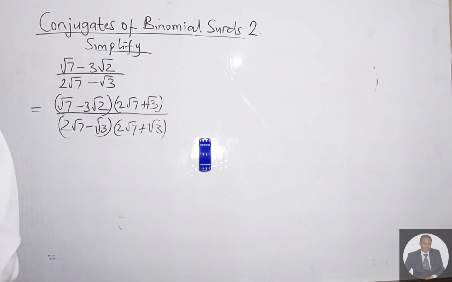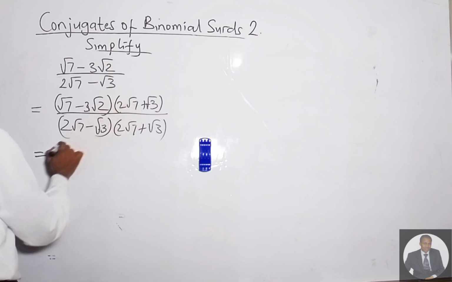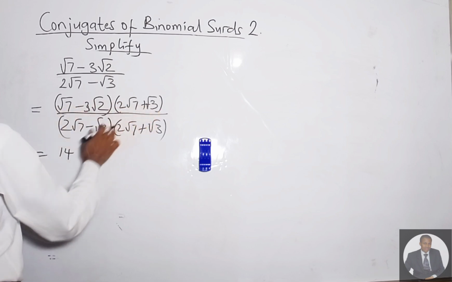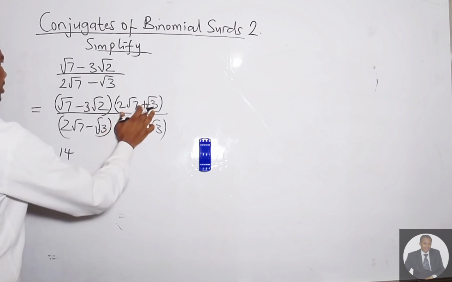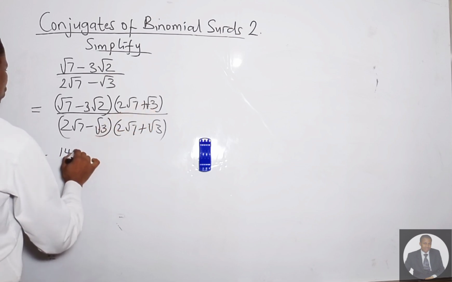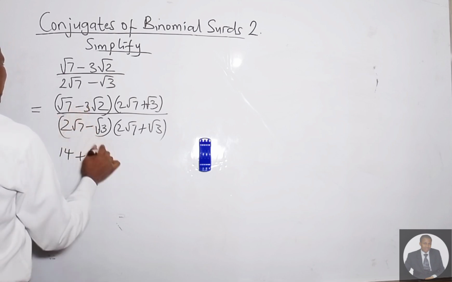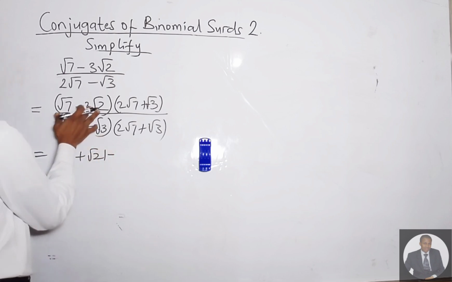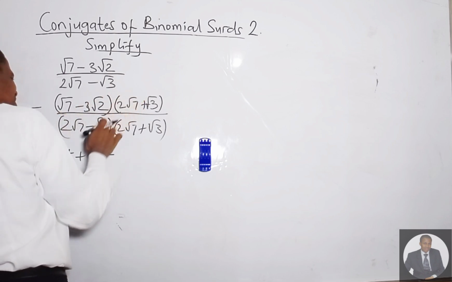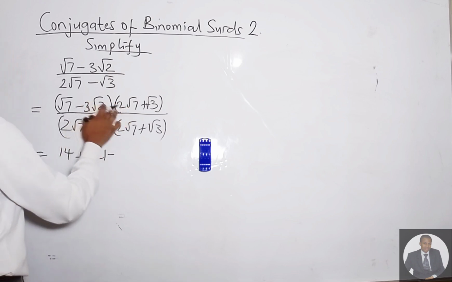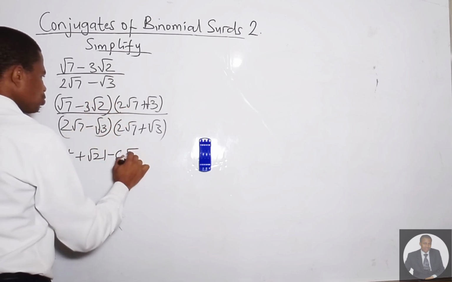So let's expand this question. Root 7 times 2 root 7, that's 2 times 7, that's 14. Root 7 times root 3, that's plus root 21, minus 3 root 2 times 2 root 7, 3 times 2, 6. That will be 6 root 14.